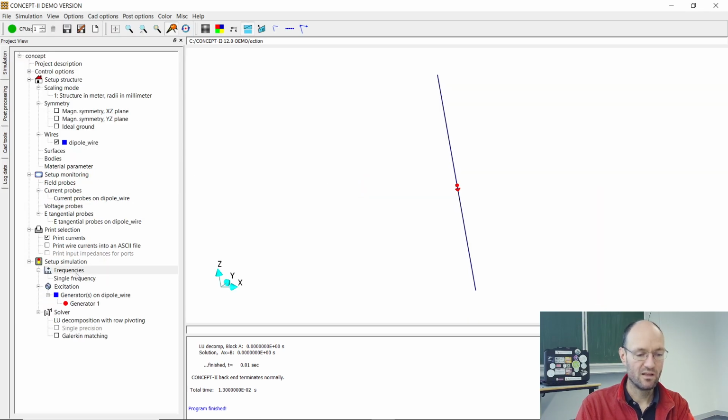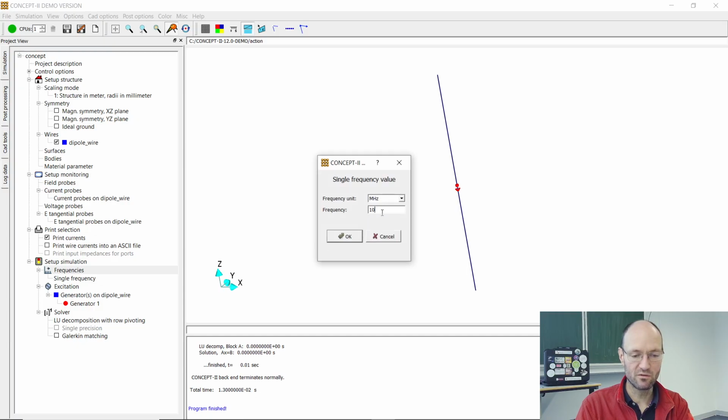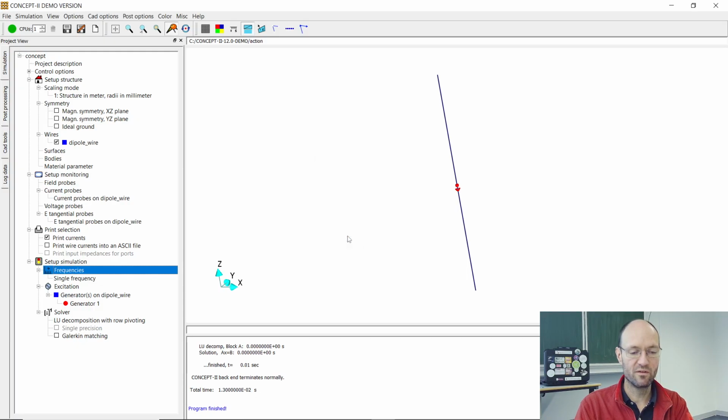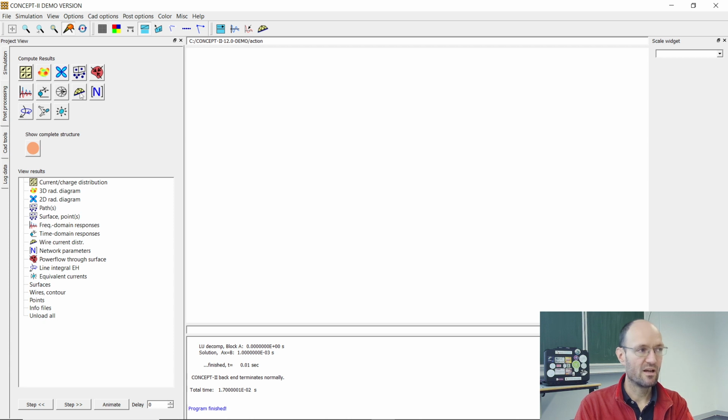Okay, so let's increase the frequency once again by a factor of 10. Let's go to 100 megahertz. So at 100 megahertz the wavelength is 3 meters, and so now our dipole is 1/3 of the wavelength long.